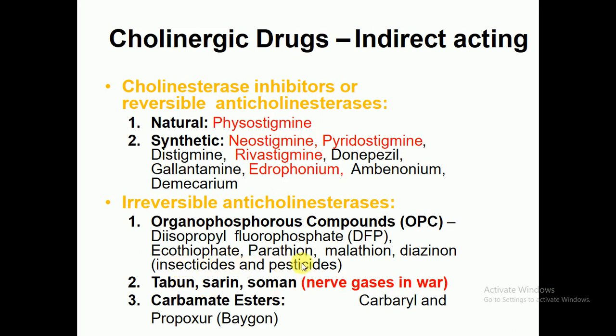ecothiopate and parathion, malathion, diazinon and insecticides, and these are pesticides. Tabun, sarin and so on are the nerve gases and war agents. The carbamate esters are carbaryl and propoxur, baygon.